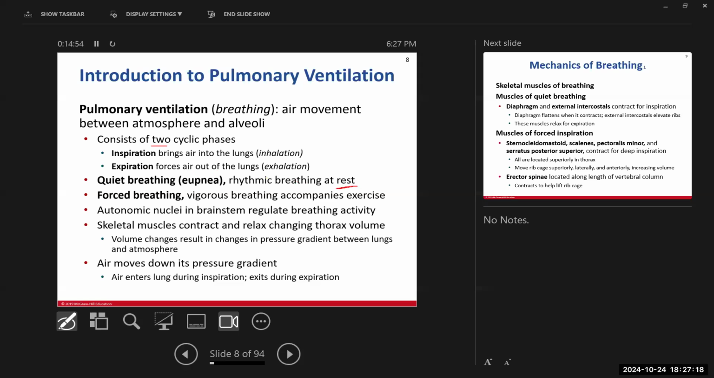It's at rest. And then obviously, if you're going to start to exercise or do anything extreme, your respiratory rate increases. And then so shall your breathing rate, but also your force of breathing.